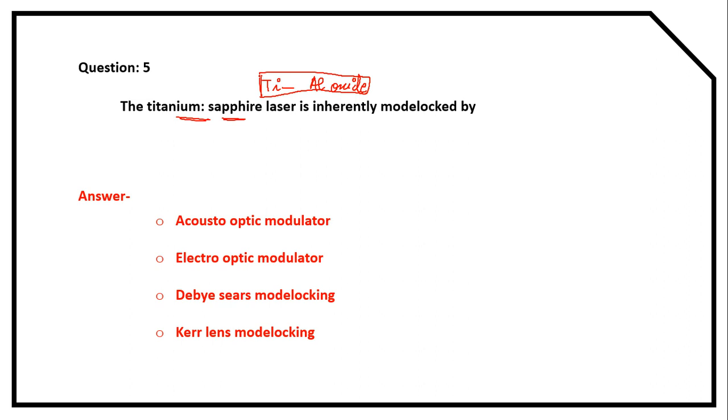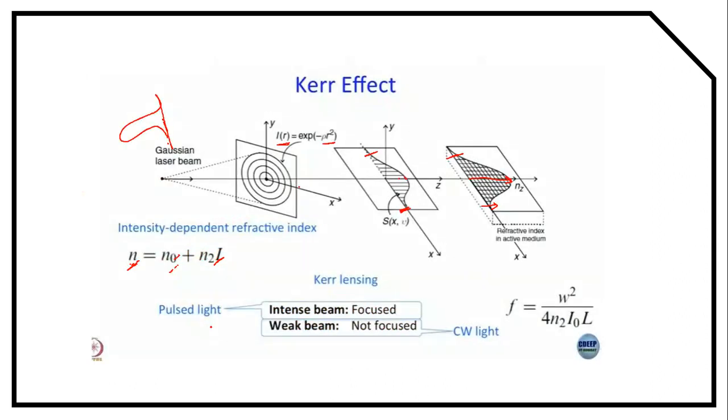First of all, let me tell you about the acousto-optic modulator and electro-optic modulator. These are devices used externally for mode locking, and the process in which mode locking is done using such a device is called active mode locking. We'll study the acousto-optic and electro-optic modulators later, along with the other device. The first is Kerr lens mode locking, using which we'll get our answer.